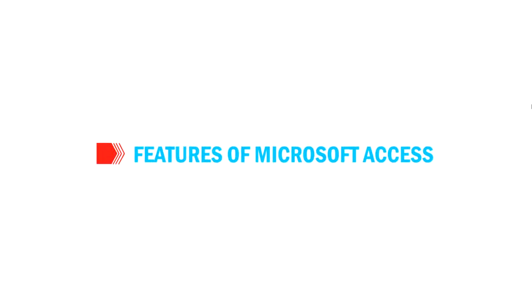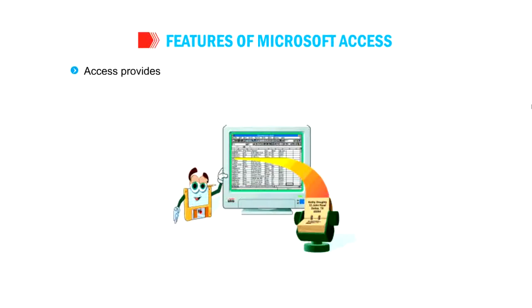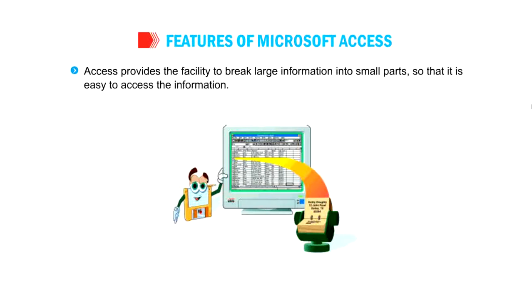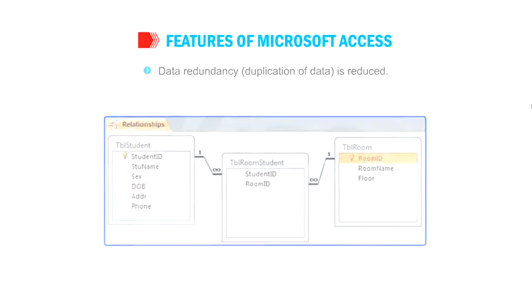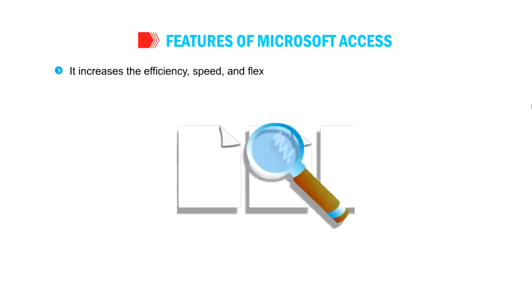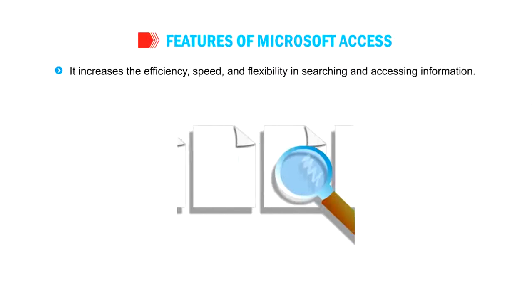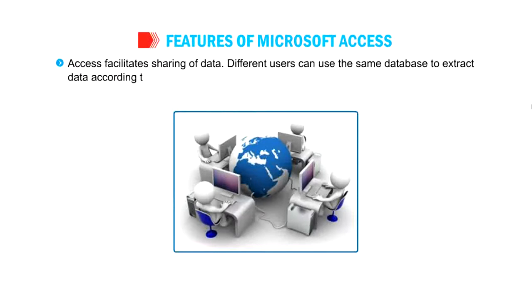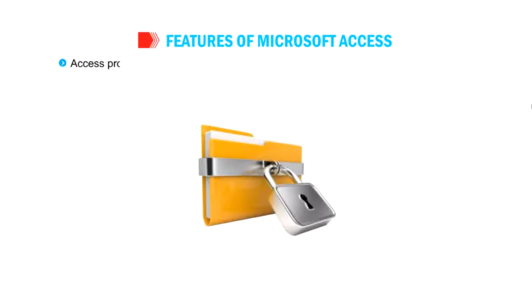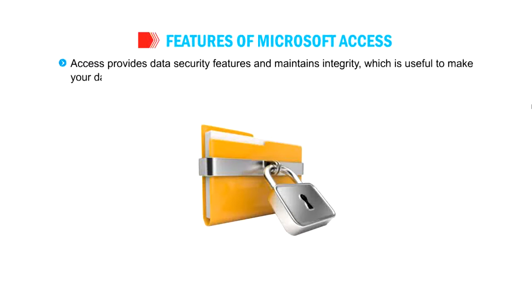Let us understand features of MS Access. Access provides a facility to break large information into small parts so that it is easy to access the information. Data redundancy, duplication of data, is reduced. It increases the efficiency, speed and flexibility in searching and accessing information. Access facilitates sharing of data. Different users can use the same database to extract data according to their needs. Access provides data security features and maintains integrity, which is useful to make your data more consistent and reliable.